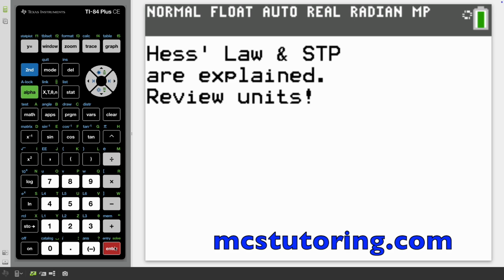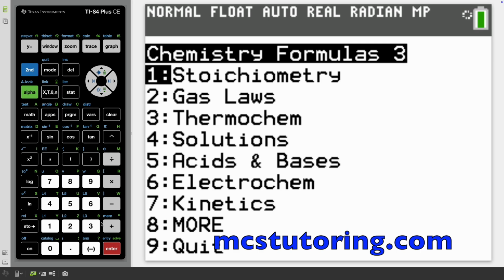Review your units. I put that there, not as a finger wag, but just so you guys know that's where your mistakes are most likely made in this particular section.